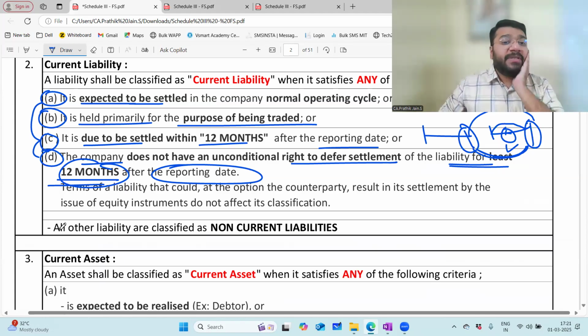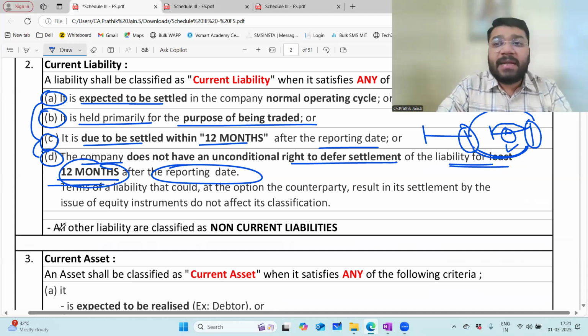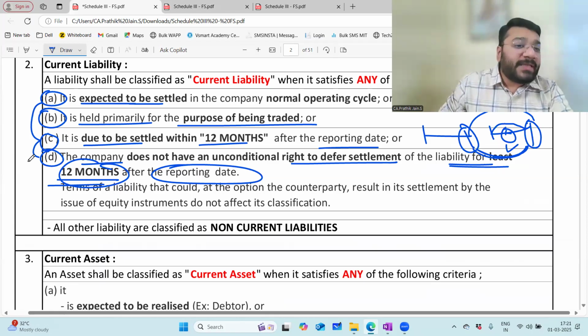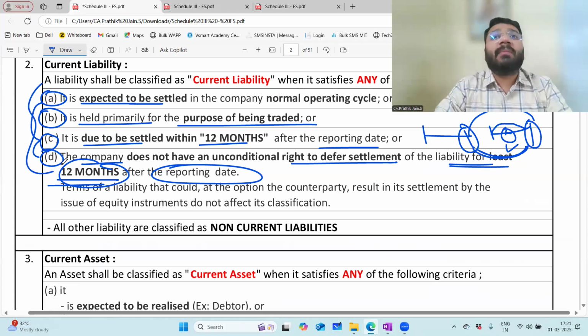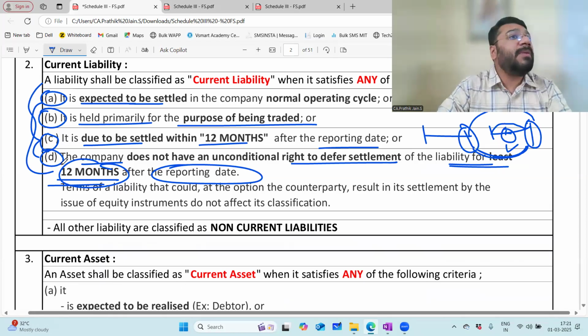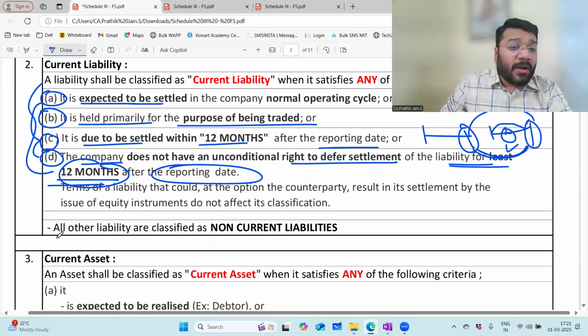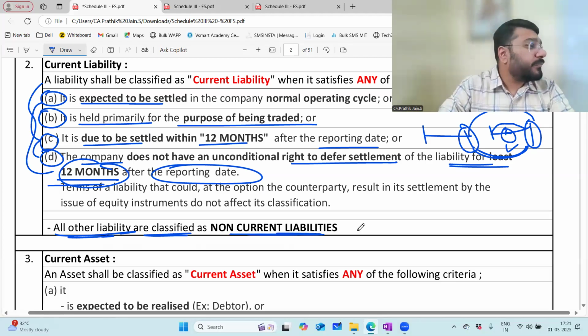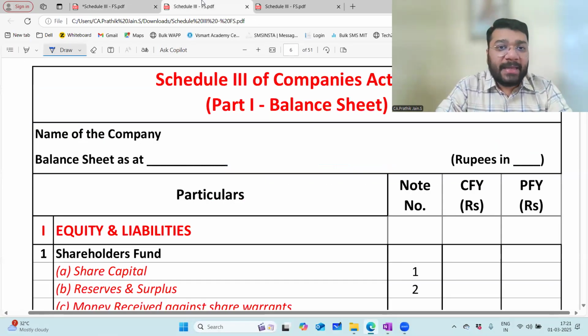Any problem? We saw an example based on point number D also in the last class. Do you have any doubts in this? 4 important points differentiating between what is current liability and non-current liability. If none of these conditions are satisfied, if you don't come under any of these conditions, then your liability will be called non-current liability. All the other liabilities are classified as non-current liabilities. Any problem? Online people, any problem?